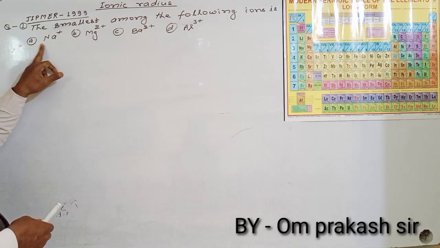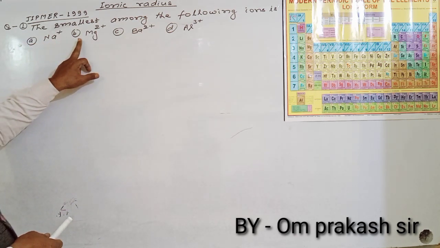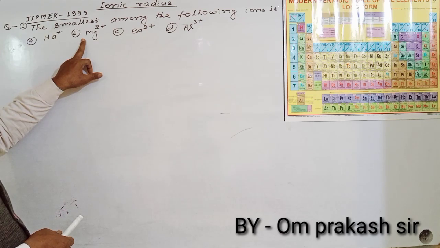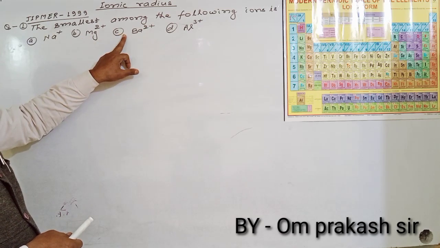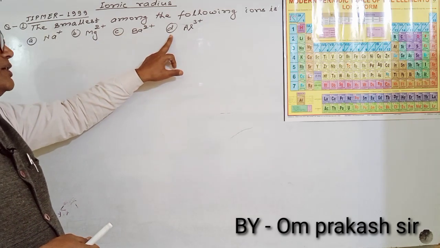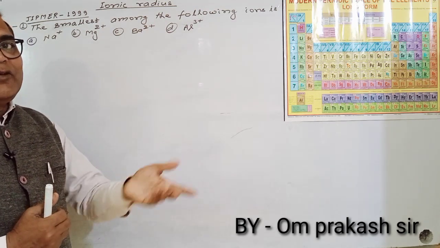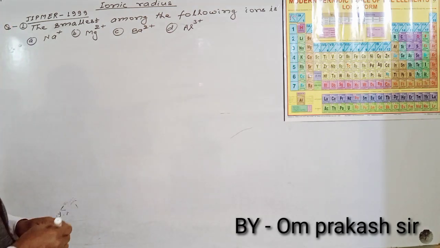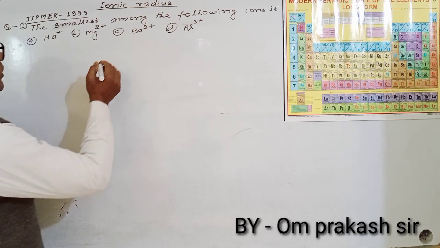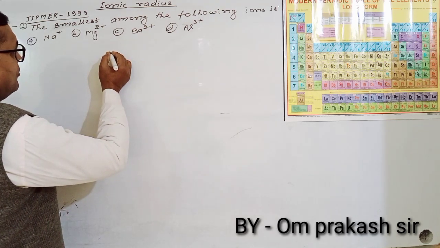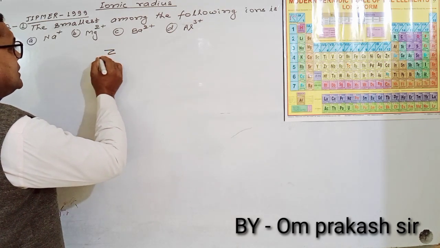Option A is sodium ion, option B is magnesium ion, option C is barium ion, and option D is aluminum ion. We know a formula which is Z by E.